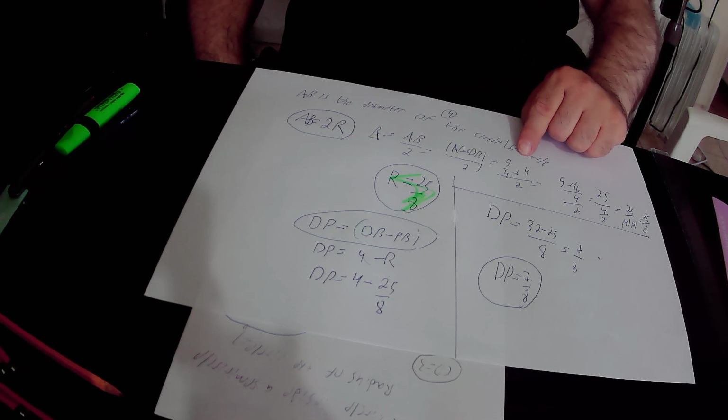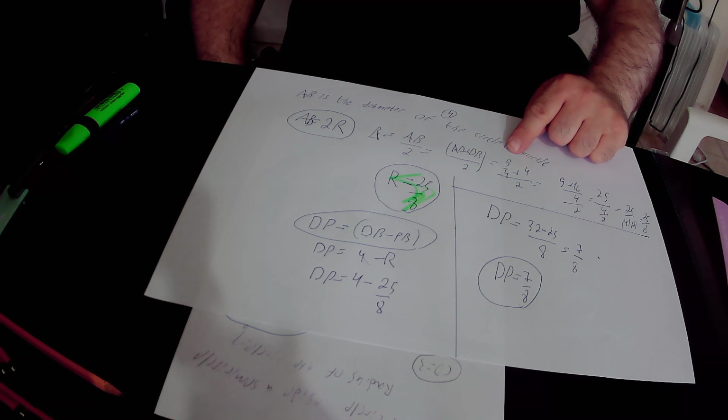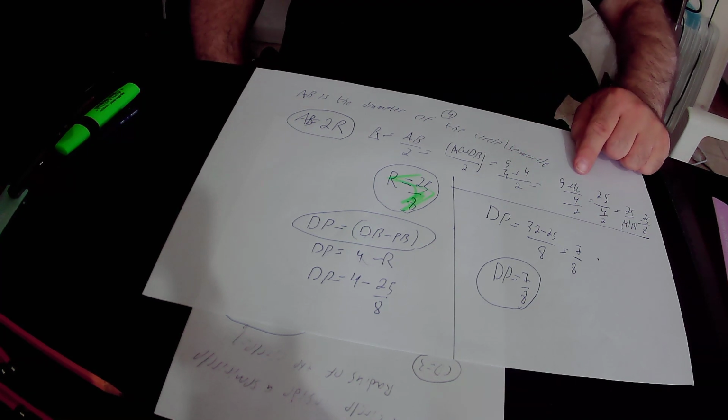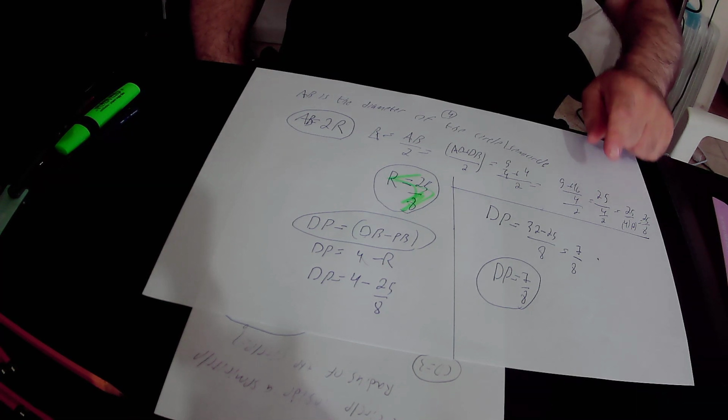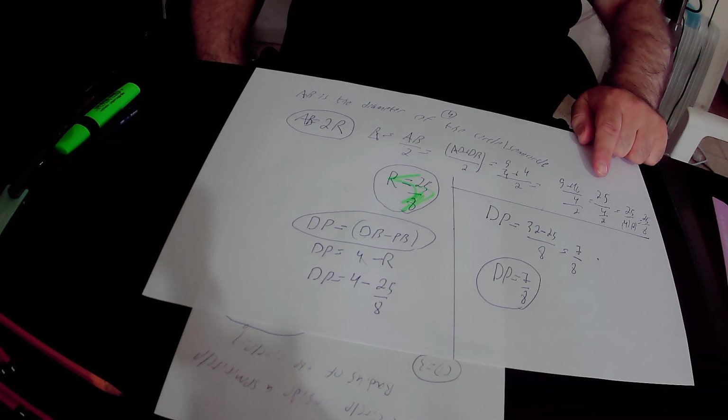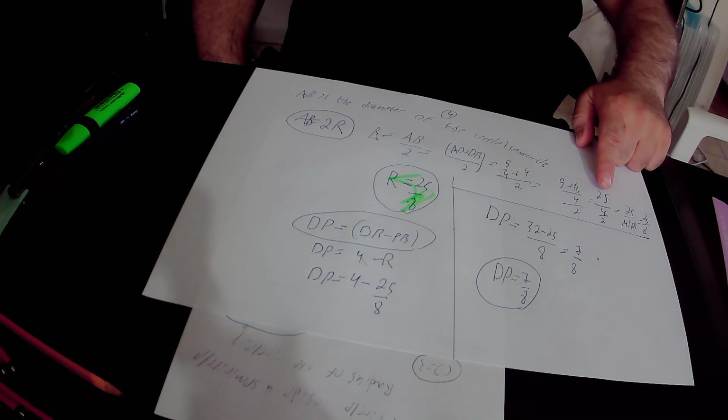Here we multiplied 4 by 4 and divided by 4 in order to overcome the denominator of 9 over 4. So 4 times 4 is 16. So here we have 16 plus 9 over 4 over 2. 16 plus 9 is 25, so 25 over 4 over 2.